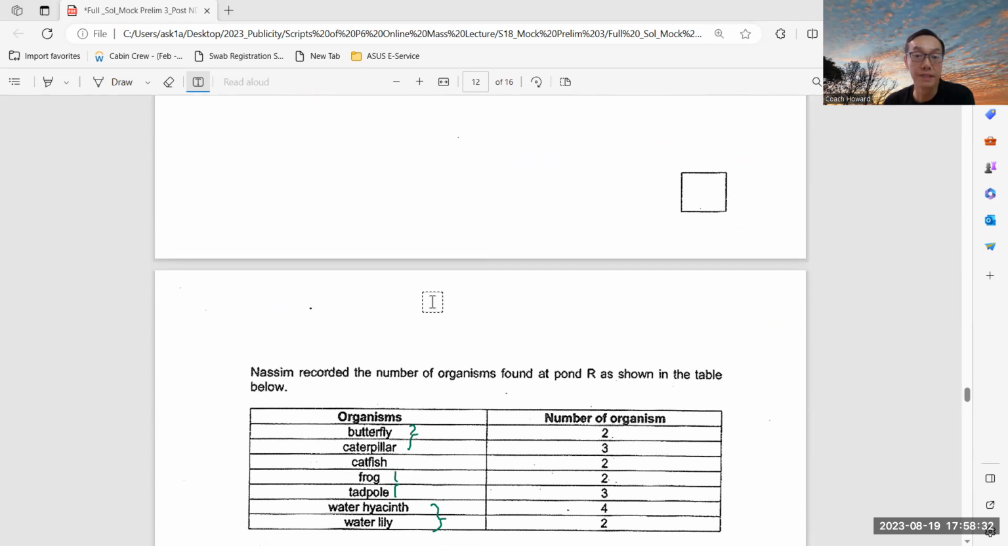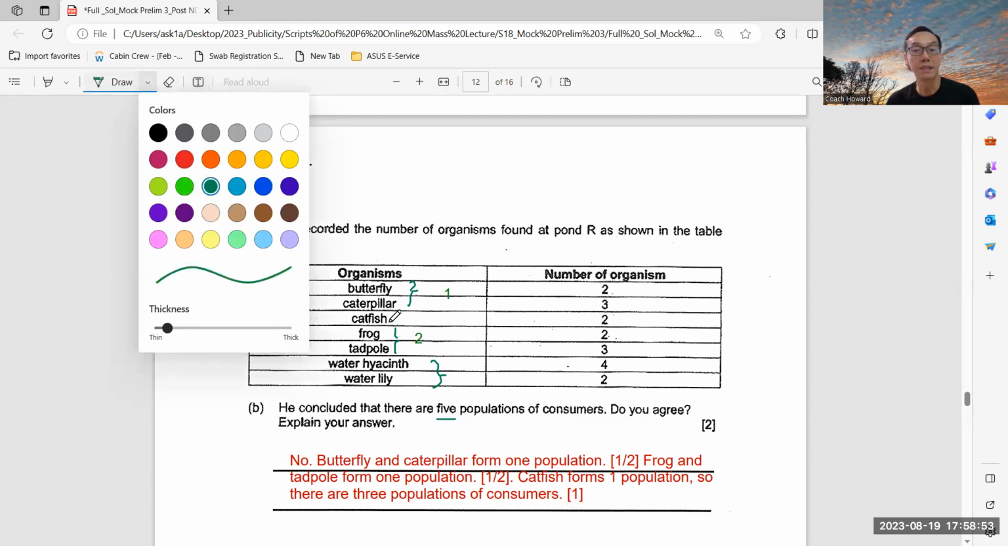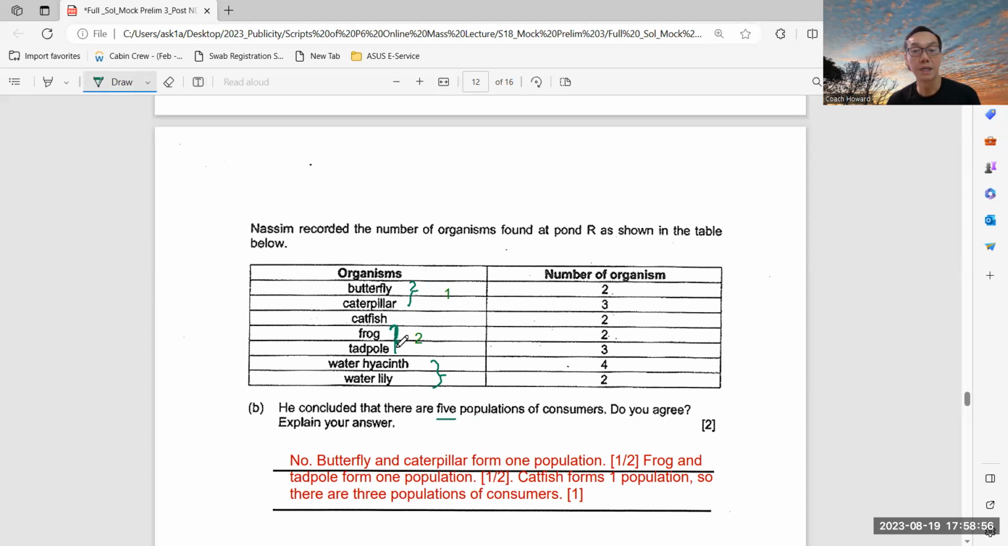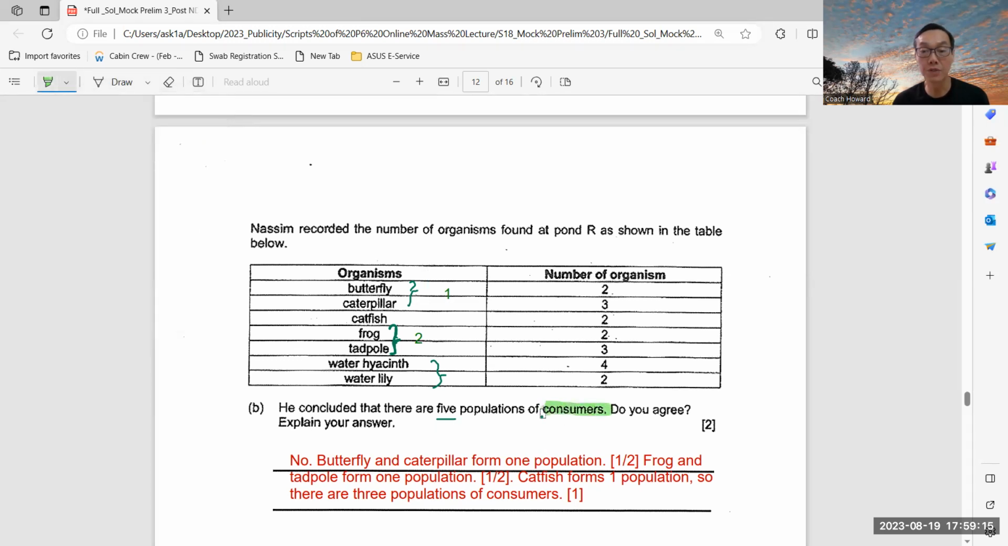Okay, this one is a bit tricky. I show you the annotation here because I want to show you that the butterfly and the caterpillar are considered one population, and the frog and tadpole are the second one. Because they say consumer, they say that Nissim recorded this. He concluded that there are 5 populations of consumer. Consumer means they eat other organisms. So only producers are non-consumers.